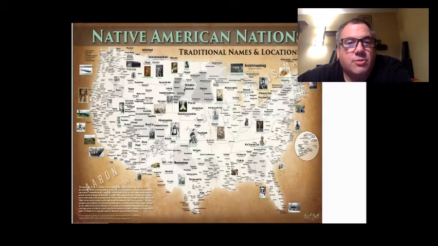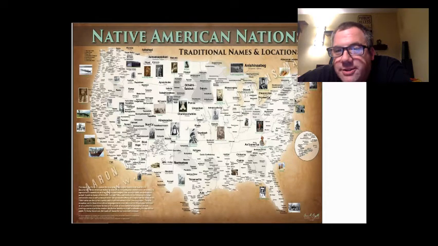This one shows you just the United States. And again, it gives you a little appreciation for how many different nations were in these different areas. Like, look at New York City. You can't even see the names of all the different nations that were there. Last year, you learned about the Dakota and about the Ojibwe.